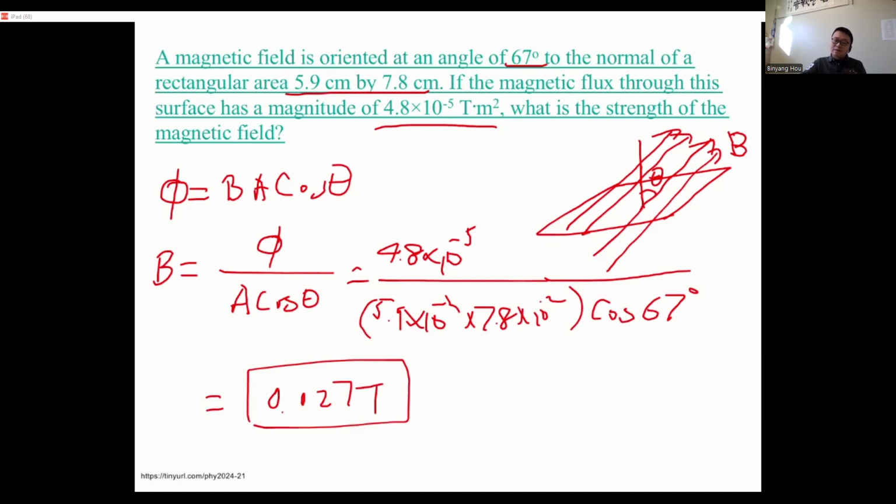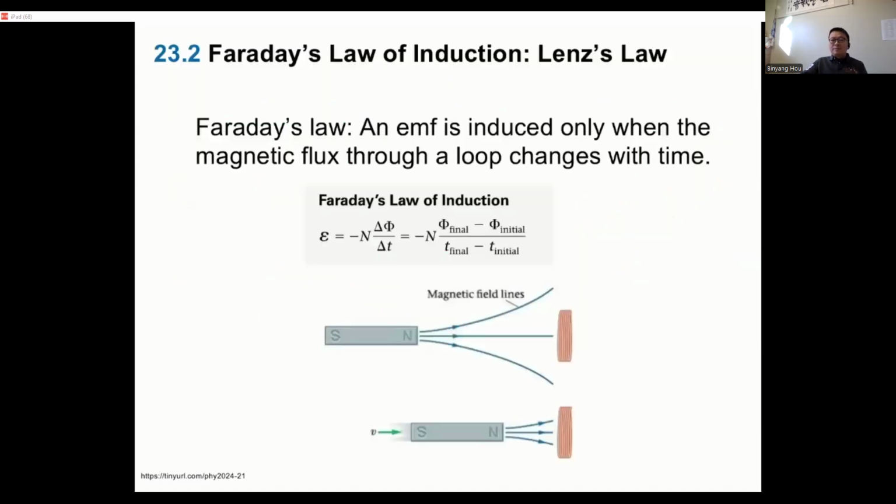So let's move on. Now, let's see how we can use the flux to calculate the induced potential, or EMF. According to Faraday's law of induction, the mathematical formula is EMF equals minus N, where N is the number of turns in the coil. If we just have 1, then N is 1. If we have 10 turns, then N is 10. Then times the change in flux over time t. This is the rate at which the magnetic flux is changing.